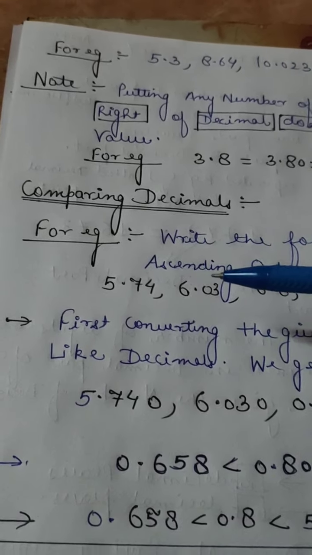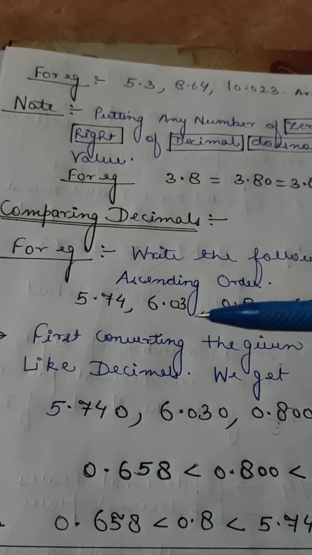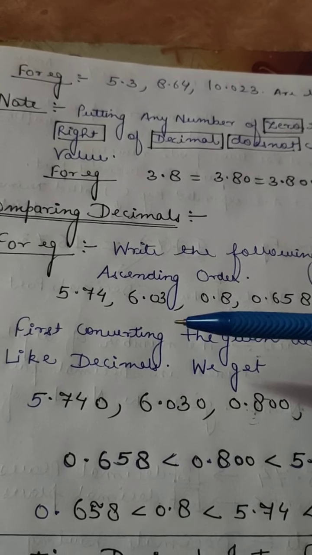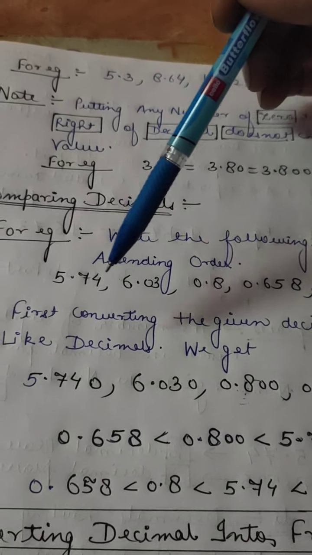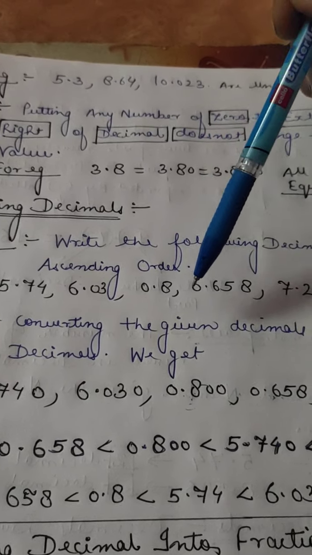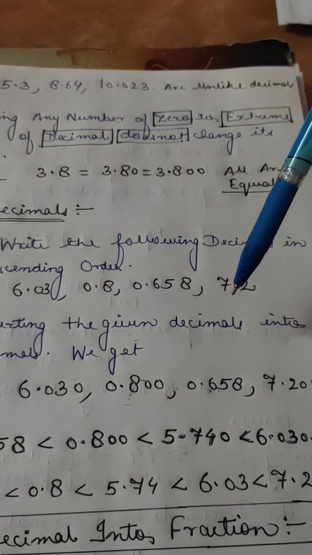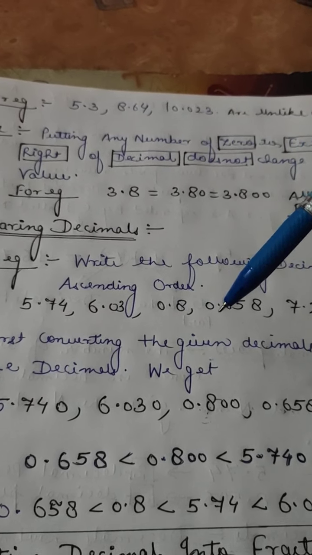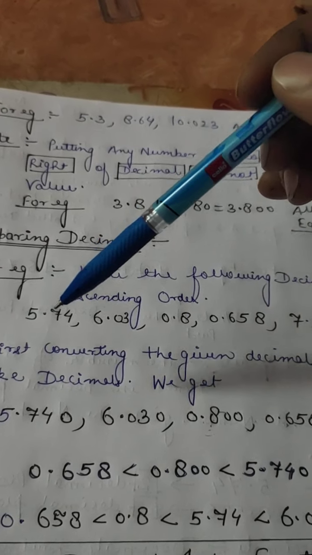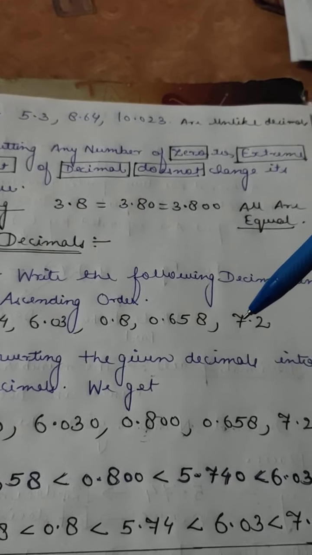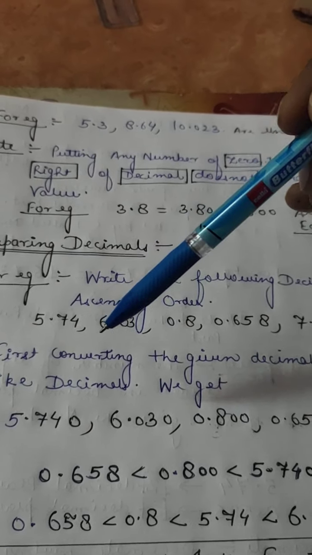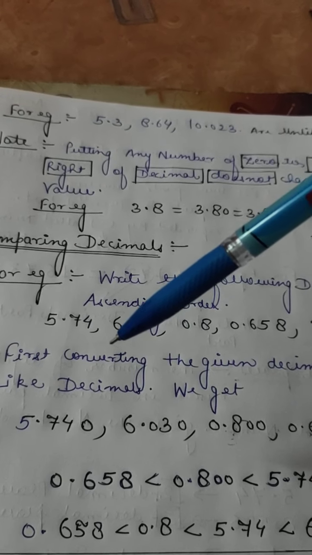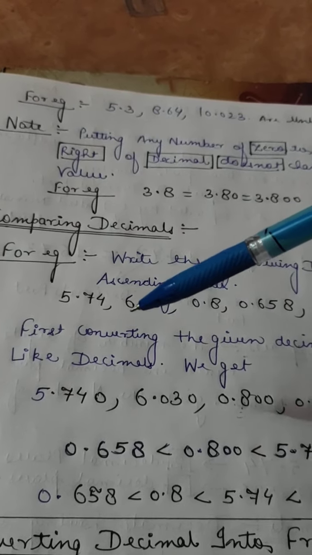Comparing decimals. Now we will study and learn how to compare decimals. That means we have to find which decimal is greater. For example, here I have taken an example 5.74, 6.03, 0.8, 0.658 and 7.2. Now I have to arrange these decimals in ascending order of their value. So what is the first step in comparison? First we have to write these decimals as like decimals. We have to convert these decimals into like decimals.